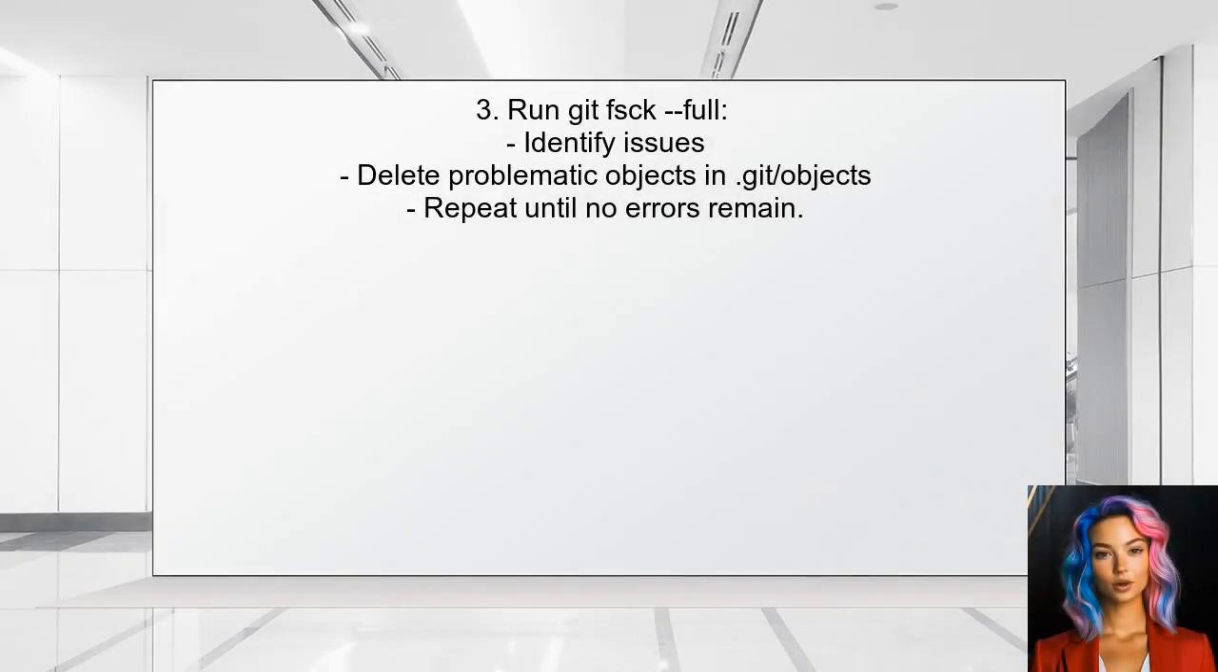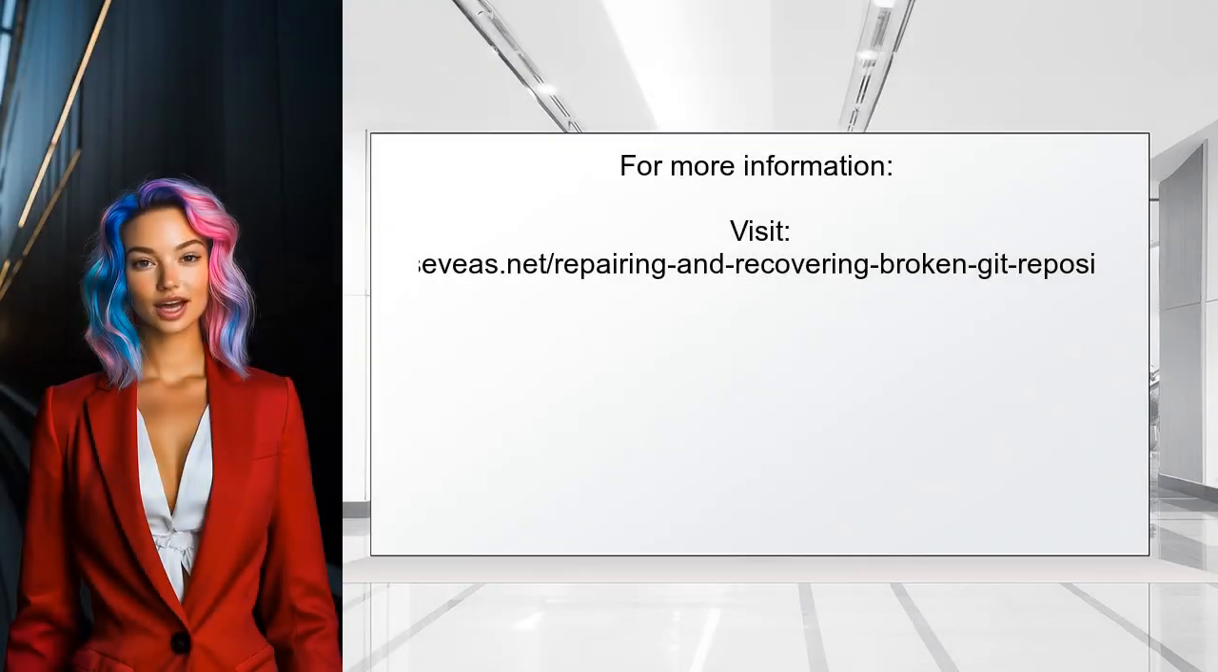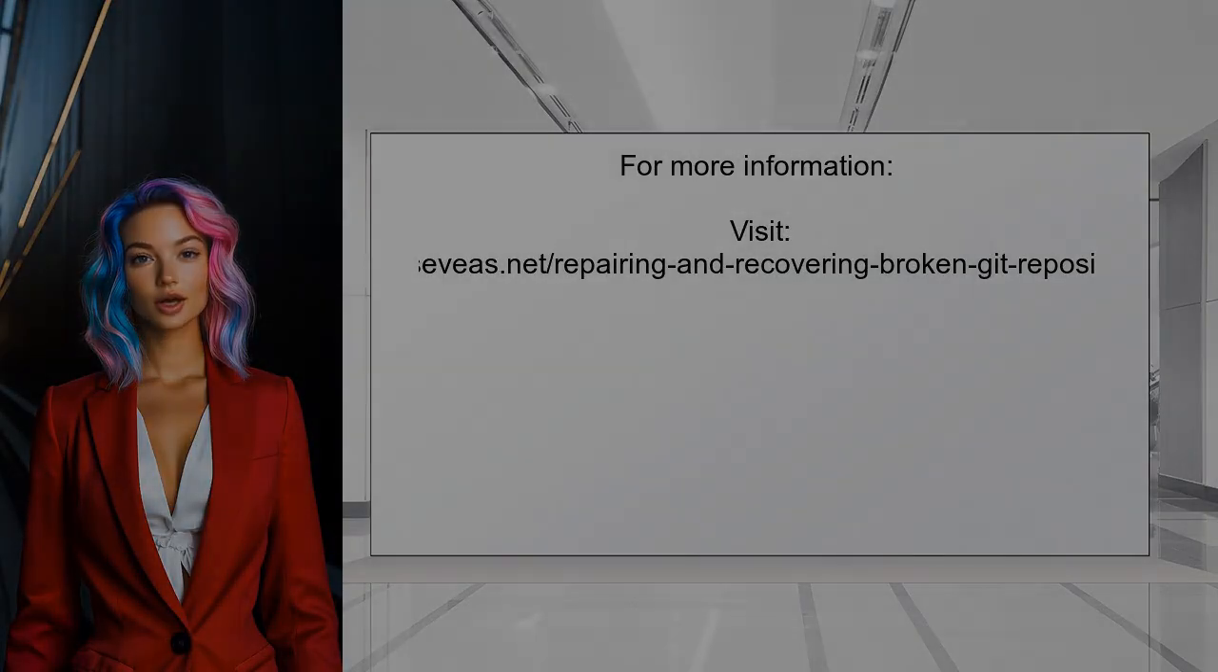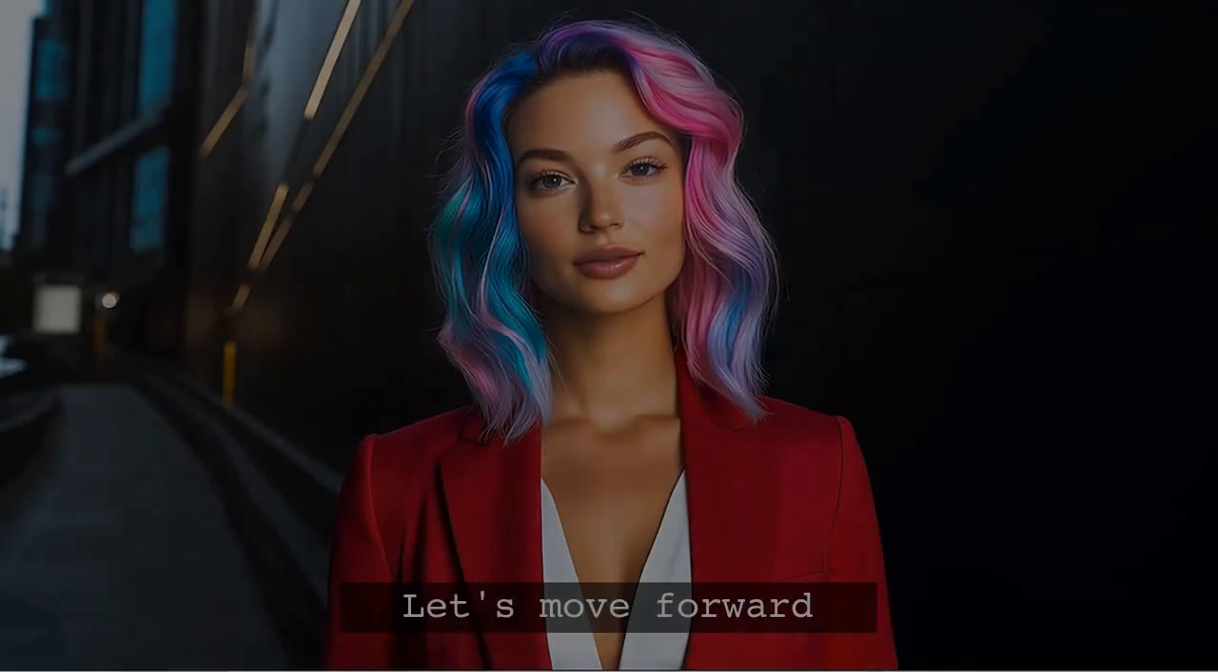If you find any problems, delete the problematic objects in the .git/objects folder. Repeat the fsck command until there are no errors left. This process should help repair your Git repository. For more detailed guidance on fixing corrupted Git repositories, you can check the link provided. Let's move forward and look at another answer.